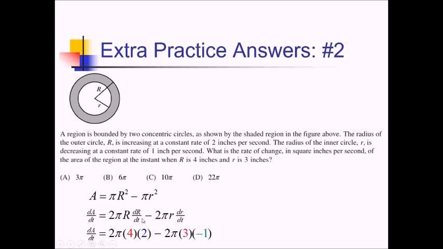Putting it all together now, we've got 2 pi times 4 times 2. That's going to be 16 pi minus, well, we've got minus minus, so it's actually going to be plus. And this is going to be 6 pi over here. So that's a grand total then of 22 pi, which is going to be choice D. And the units on this, if you were wondering, they didn't require it, but since it's dA over dt, area is in square inches, time is going to be in seconds, so this would be square inches per second. In any case, choice D.